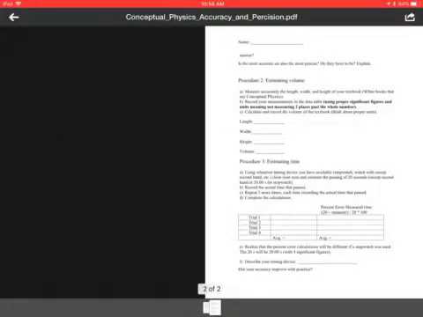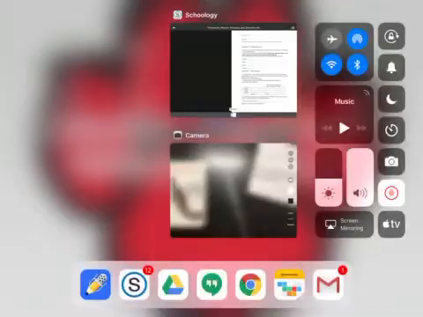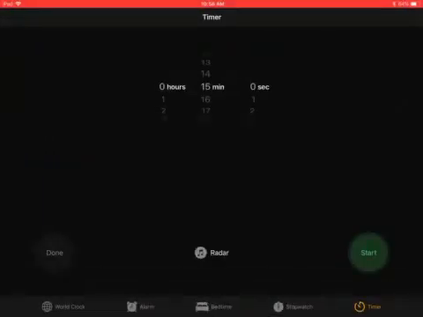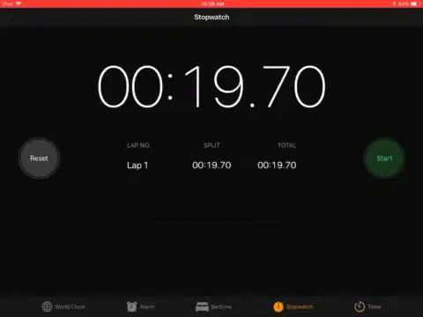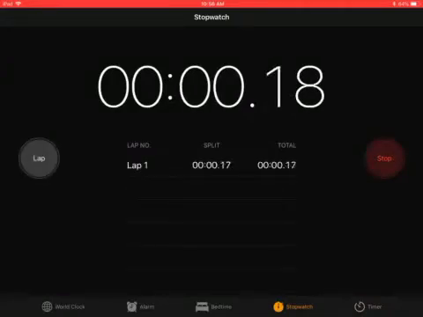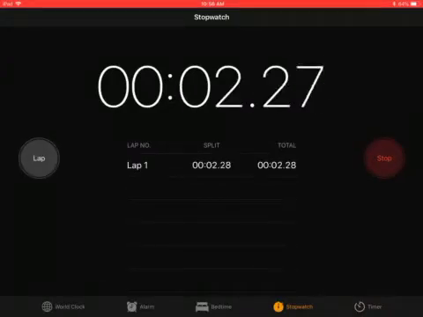The last part of your lab has you estimating 20 seconds. How you do that will be going into your timer. So you're going to your clock, and you will want the stopwatch option. Now, this is the one that I did for the first one. I'm going to reset it, hit start again, and not look at my screen.